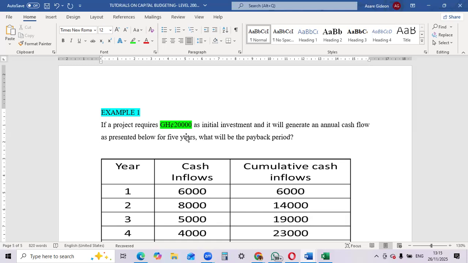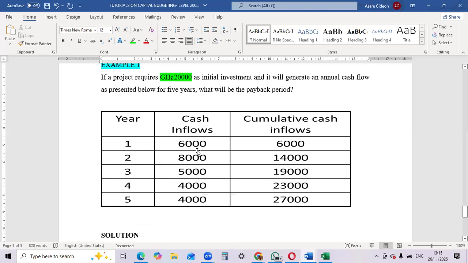Now, at the end of year one, this investment is going to generate a total income of 6,000. At the end of year two, it's going to be 8,000. At the end of year three, it's going to be 5,000. And then year four, year five, 4,000, right? Now there is uneven cash flow, right? We have even cash flow or equal cash flow or unequal cash flow, right?